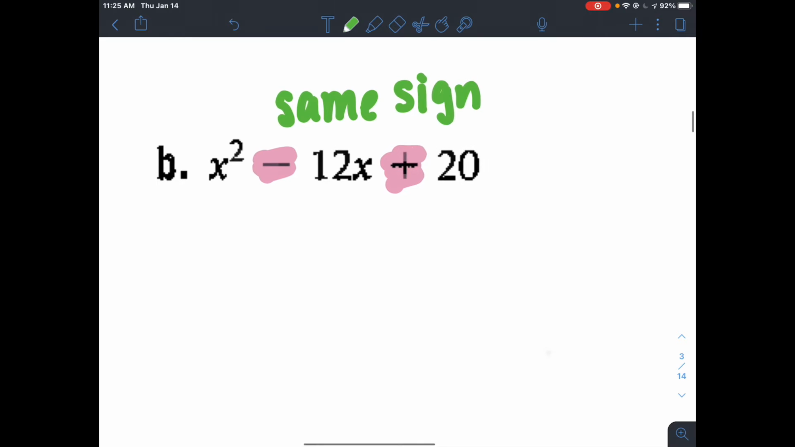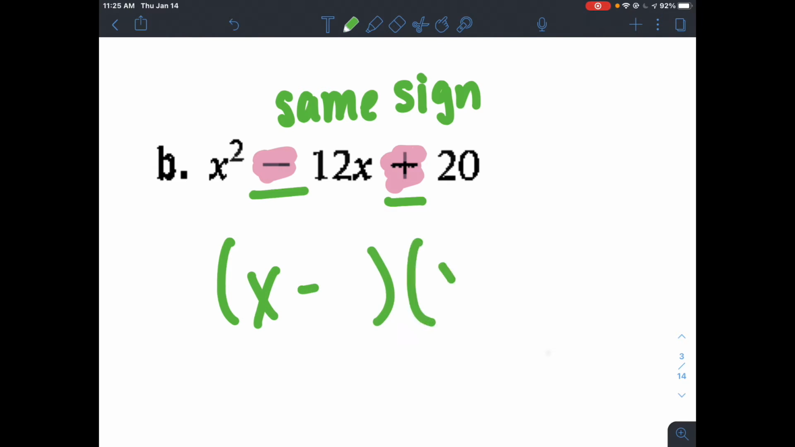So again, it's going to be the same sign because this is positive. So same sign. What are the signs both going to be? They're both going to be negative. Okay, so it'll look like this. X minus something times x minus something. We just need to figure out what these two numbers are.